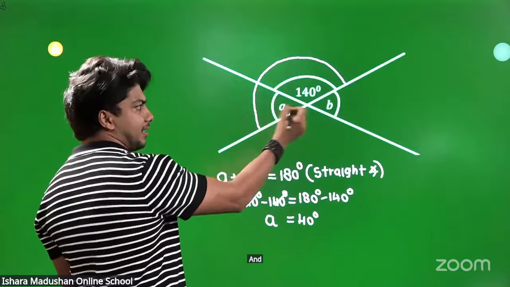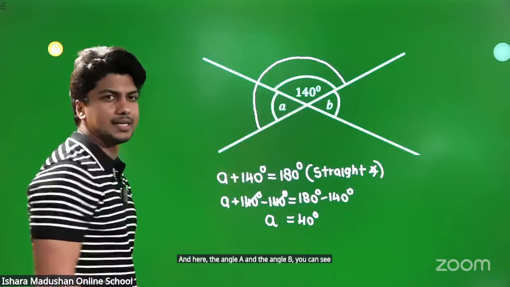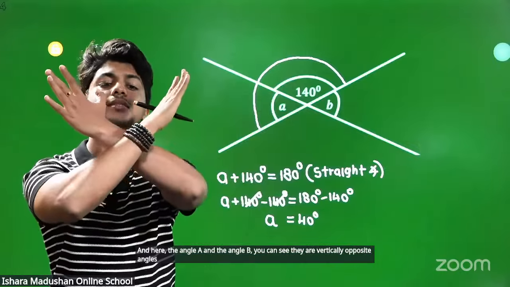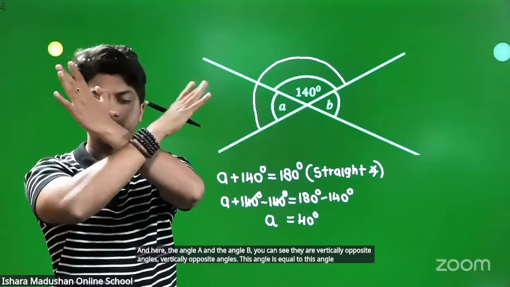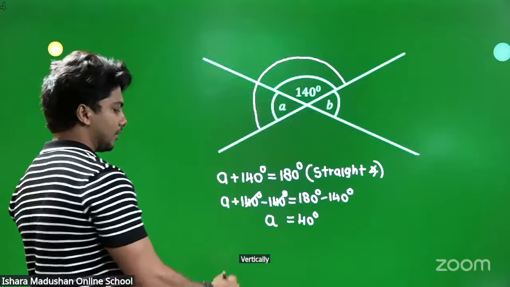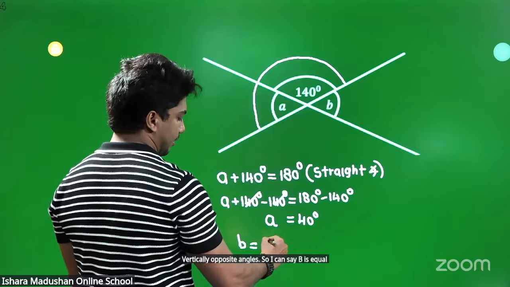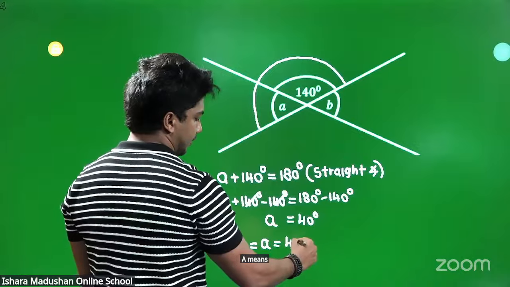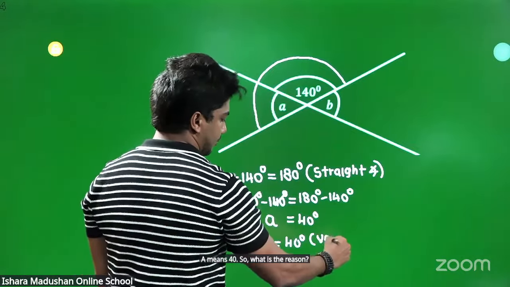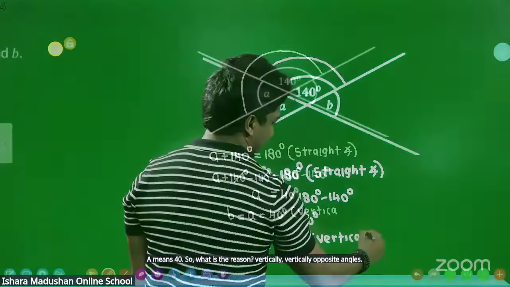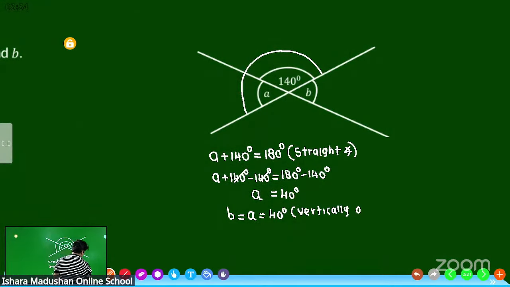And here the angle A and the angle B, you can see they are vertically opposite angles. This angle is equal to this angle and this angle is equal to this angle. Vertically opposite angles. So I can say B is equal to A. A means 40. So what is the reason? Vertically opposite angles. So A equal 40, B equal 40.